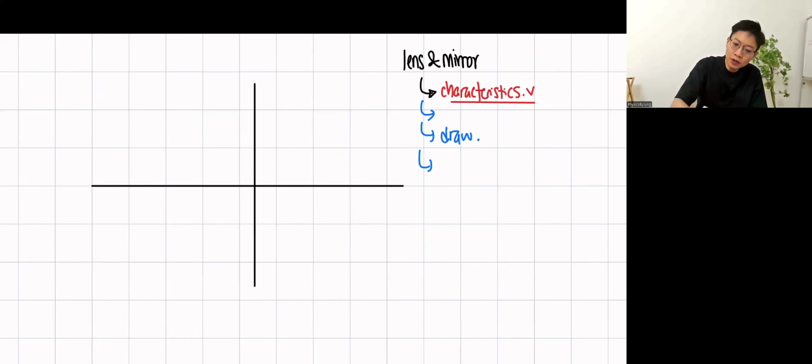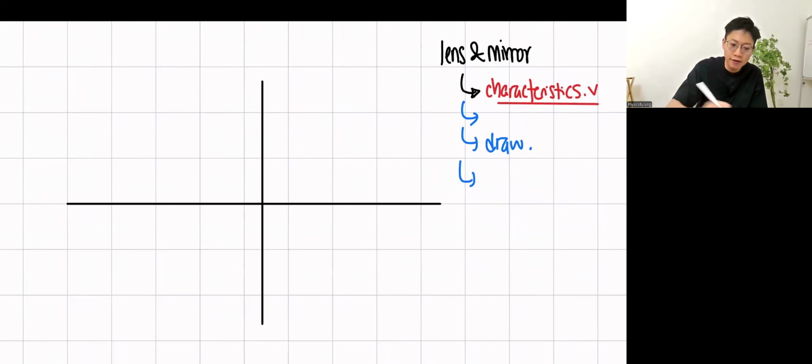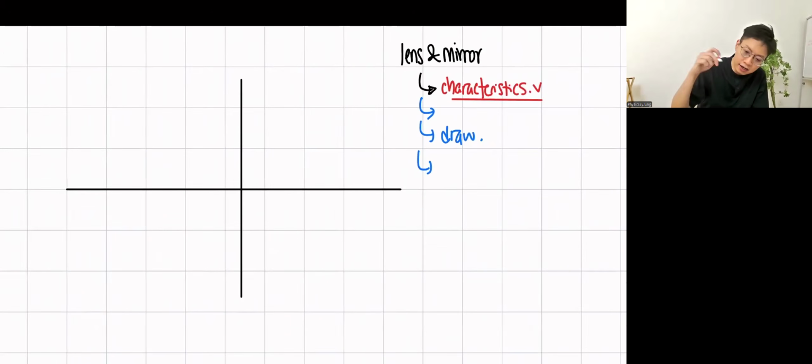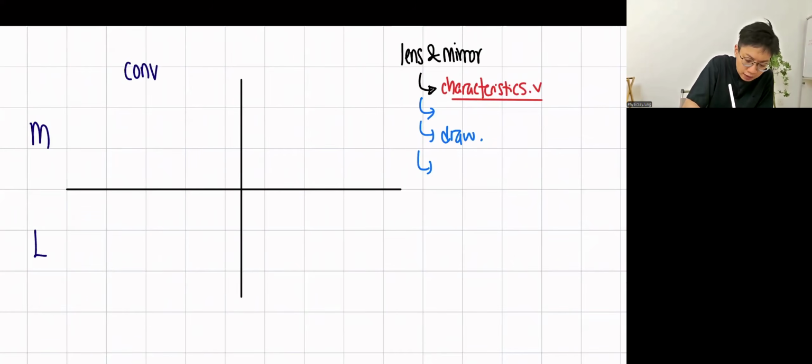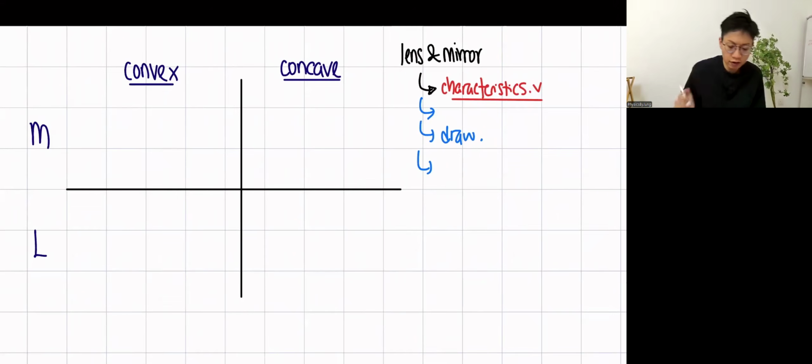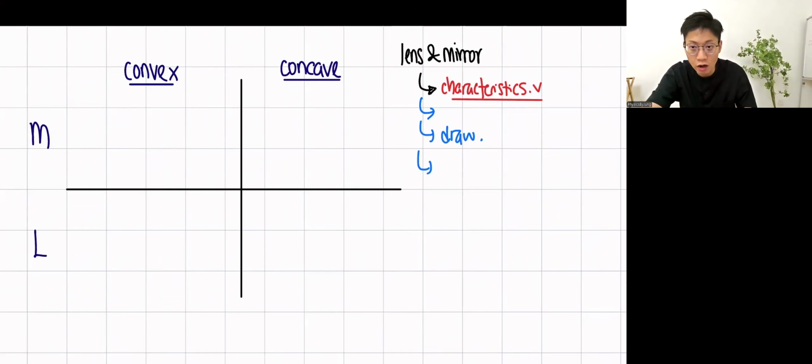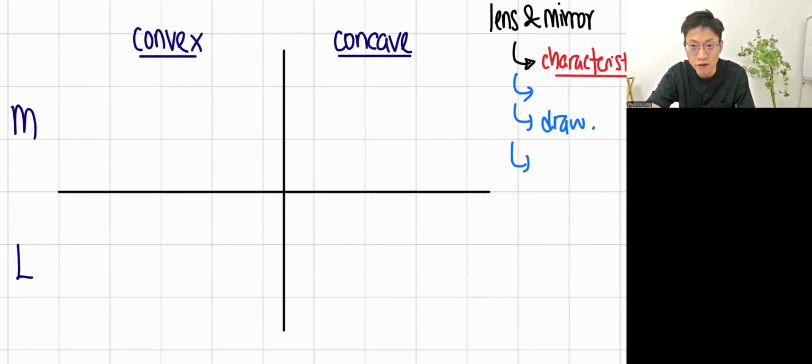Okay, so guys, when we talk about lens and mirror and their characteristics, let me use my own way. I will do it ML, mirror lens. On the left top corner, I'm going to write convex. On the right top corner, I'm going to write concave. So we have convex and then we have concave. What is this convex concave all about?